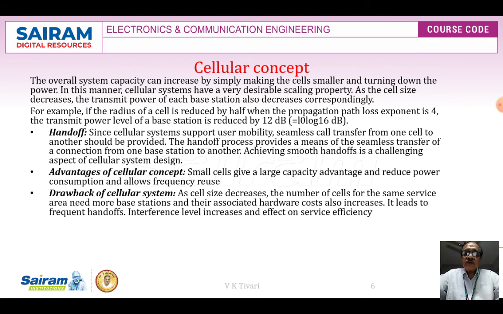Drawback of the cellular system: as the cell size decreases, the number of cells for the same service area increases, so it needs more base stations. Definitely more infrastructure, more towers. So that will be a question for the service provider, of how they make a profit. Of course, if there is more cost and more infrastructure to be installed, definitely they will charge the service provider people only. So it leads to frequent handoff, the interference level also increases, and it affects service efficiency.